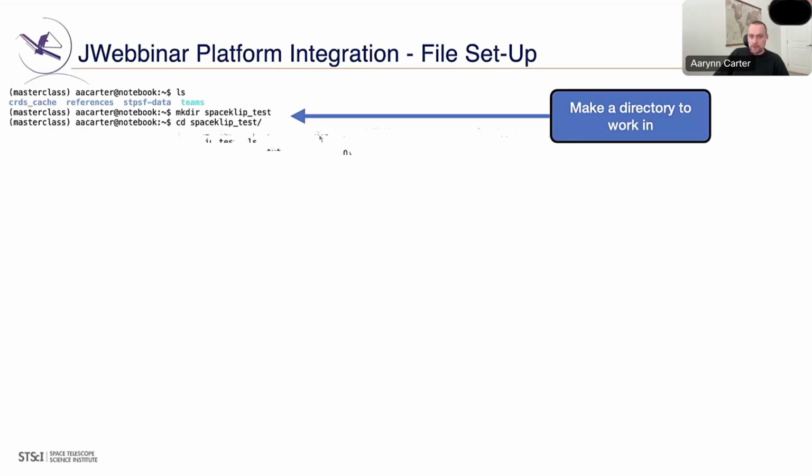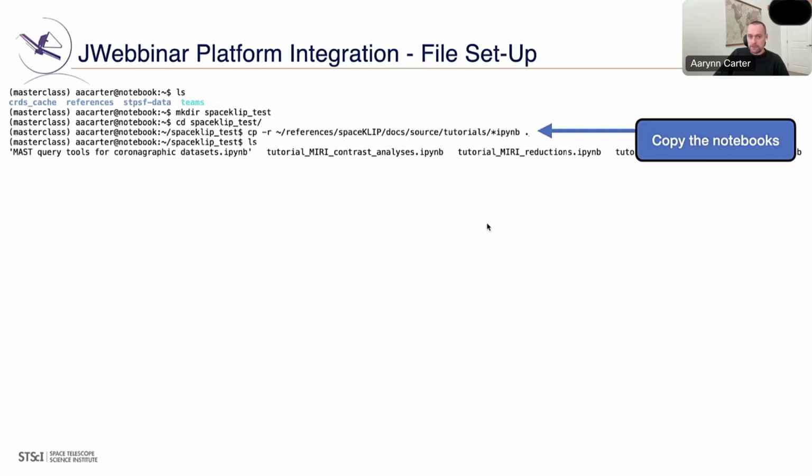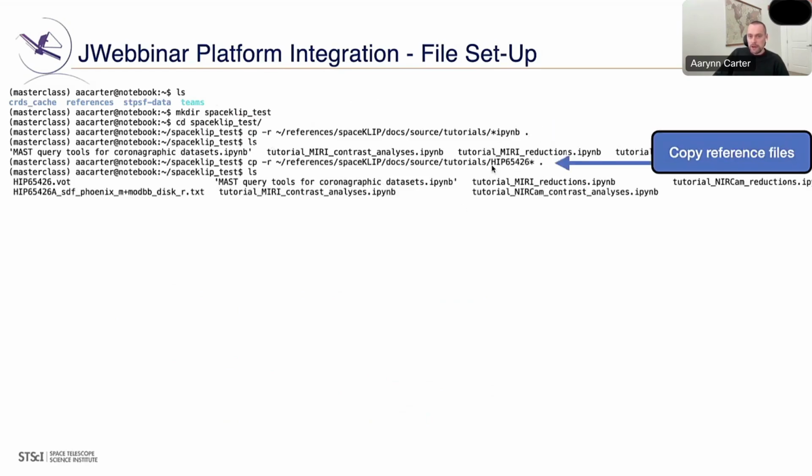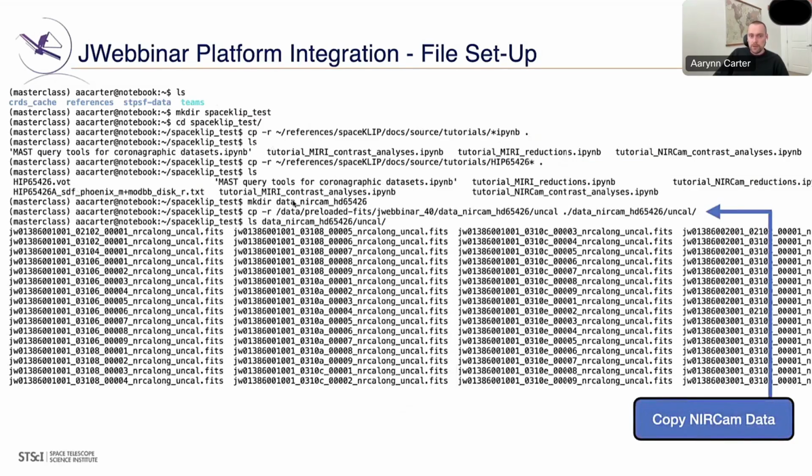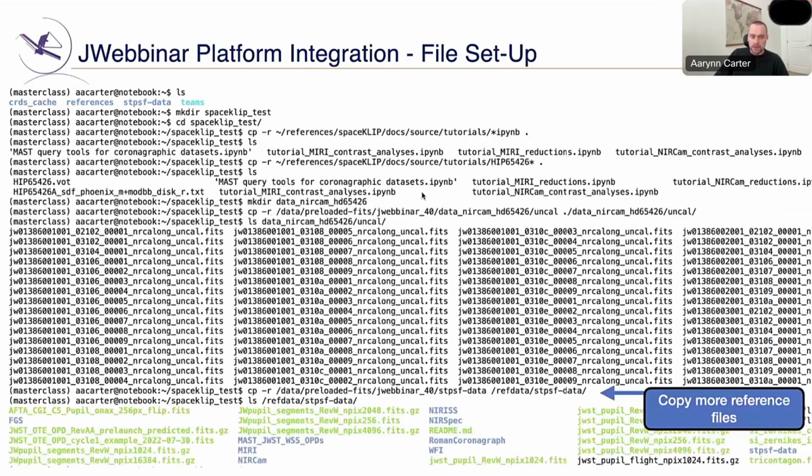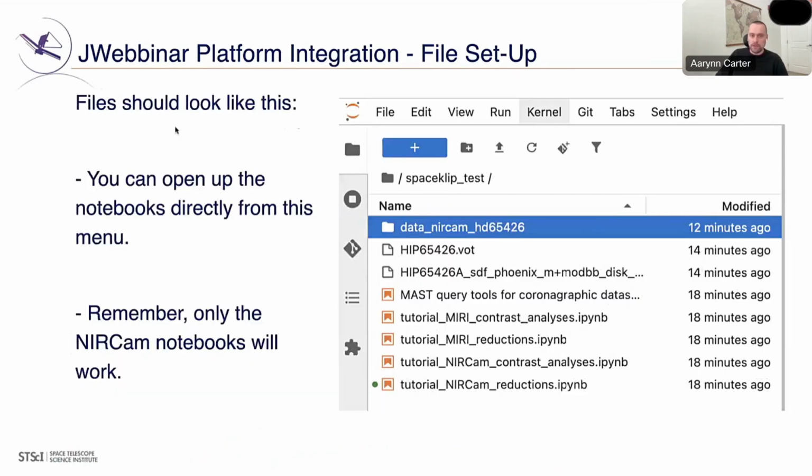From there, we can copy all of the tutorial notebooks into your folder. We can then copy a couple of reference files for the stellar information into the folder. Then we can copy the data into its own directory, and this is how we'll be pulling from it to run the notebook. And then if you haven't already, you also need to set this STPSF data path that Jenny showed right at the start. So not too tricky, just a handful of commands. Once you've done that, you should have something that looks like this, and you can click and open these notebooks. Remember, only the NIRCam ones will really work, and you can get running.